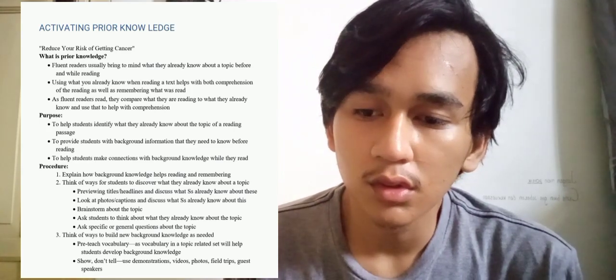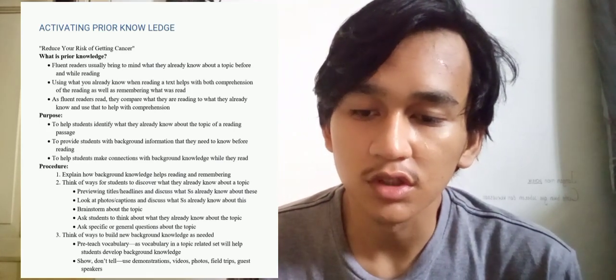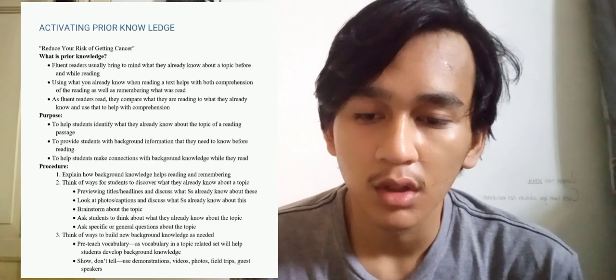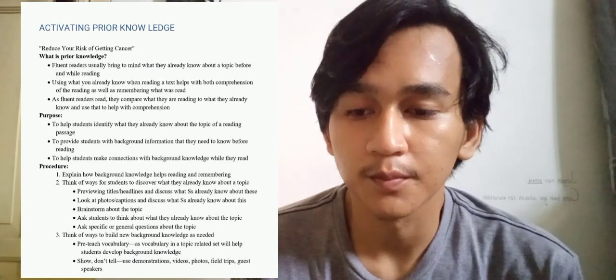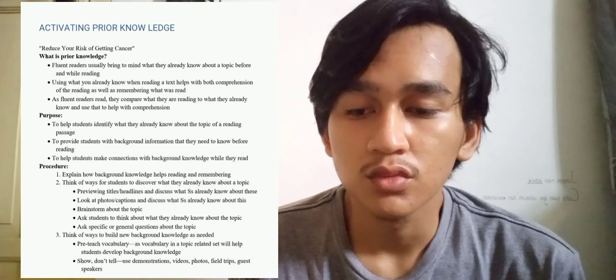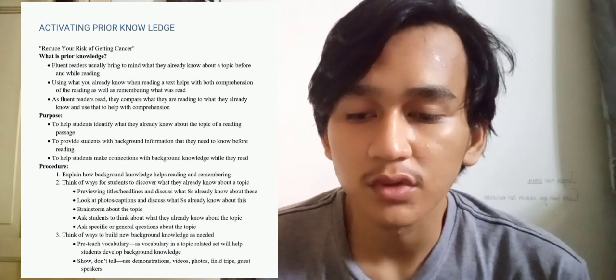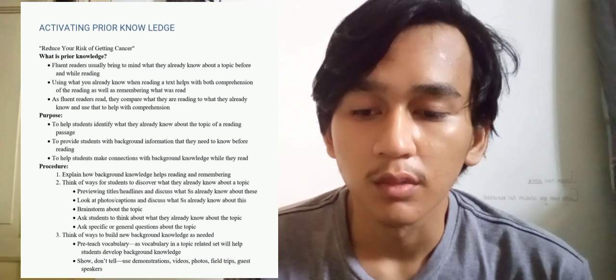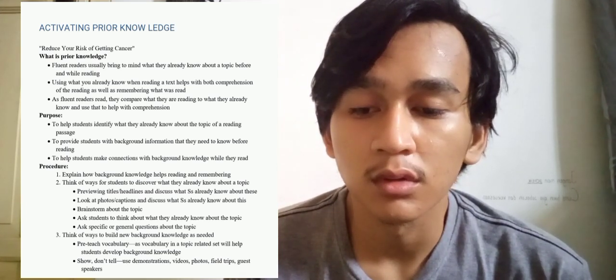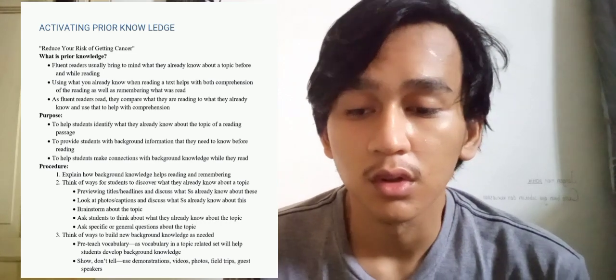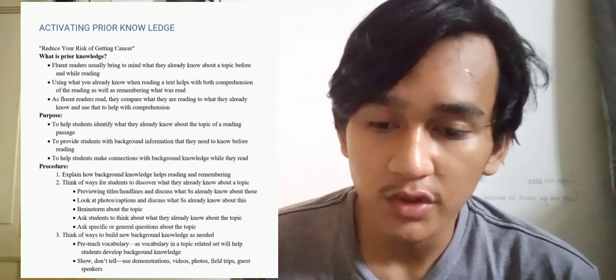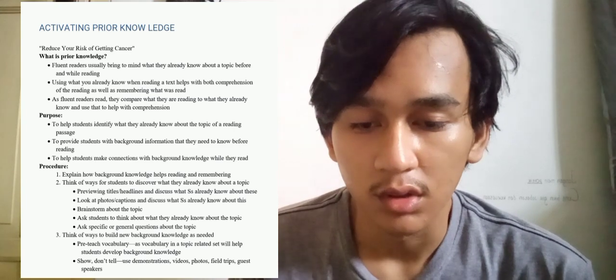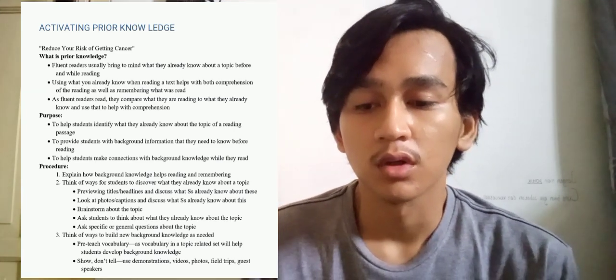The procedure is: first, explain how background knowledge helps reading and remembering. Two, think of ways for students to discover what they already know about a topic, like previewing titles or headlines and discussing what they already know about this. Look at photos or captions and discuss what they already know about this.